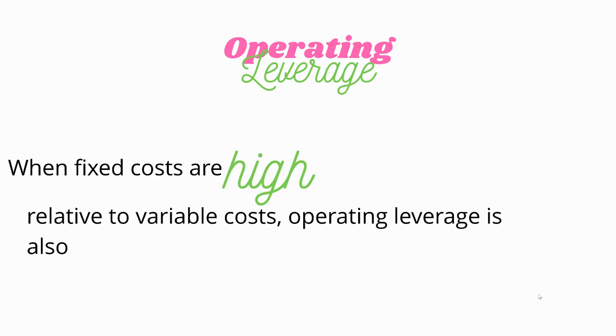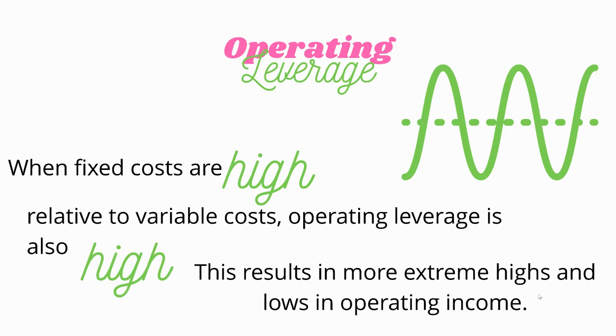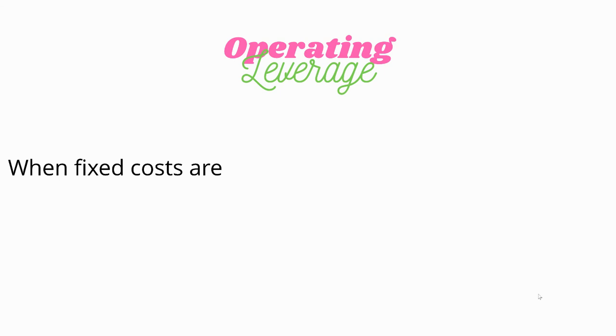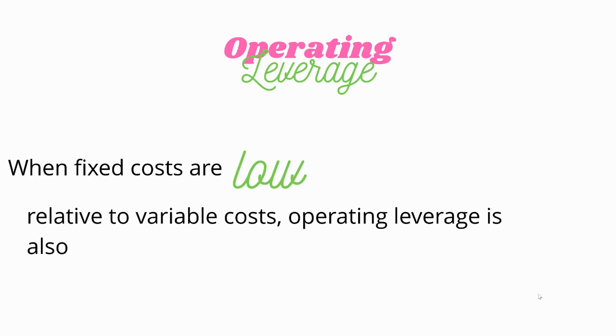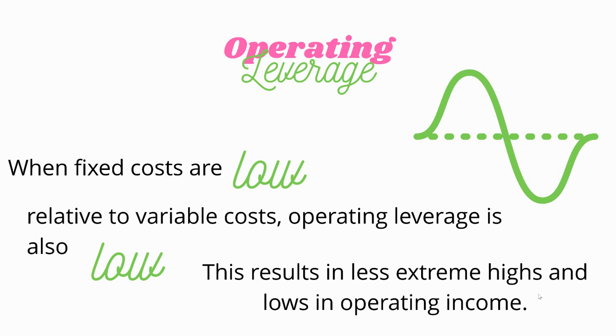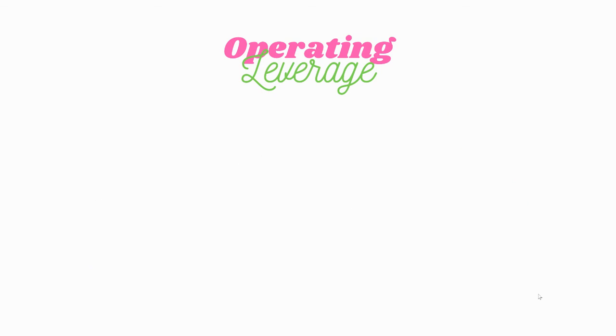When fixed costs are high relative to variable costs, operating leverage is also high. This results in more extreme highs and lows in operating income. When fixed costs are low relative to variable costs, operating leverage is also low. This results in less extreme highs and lows in operating income.